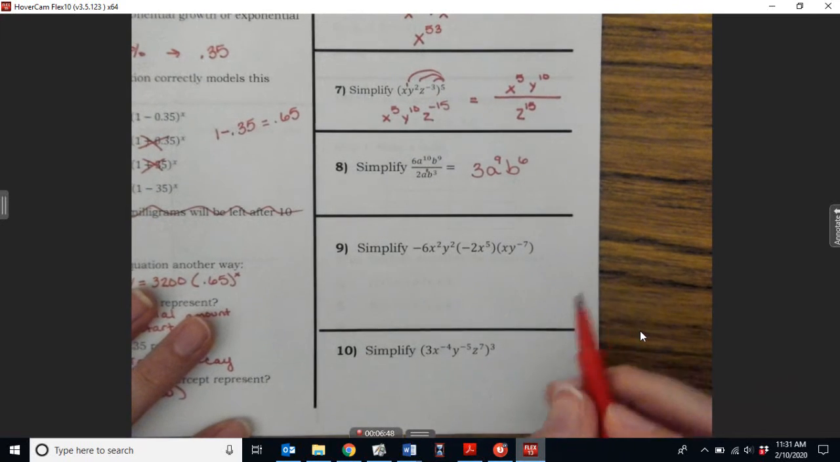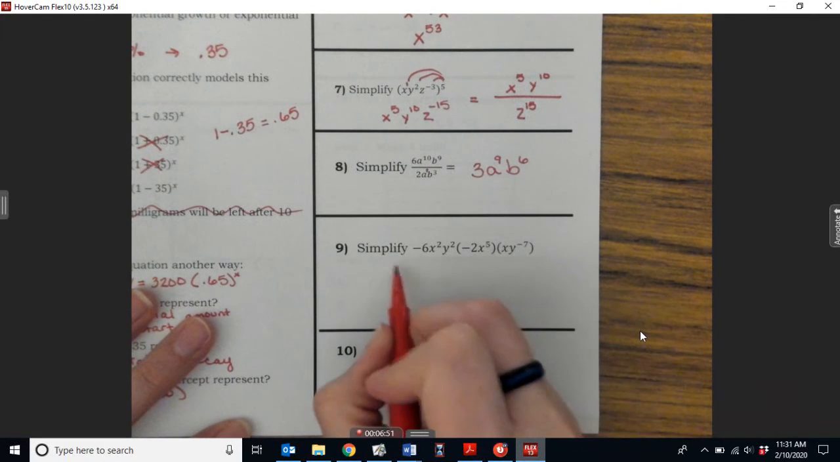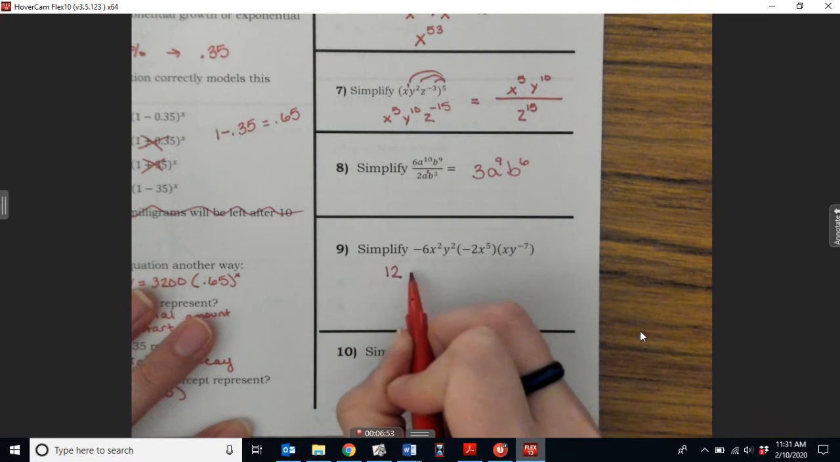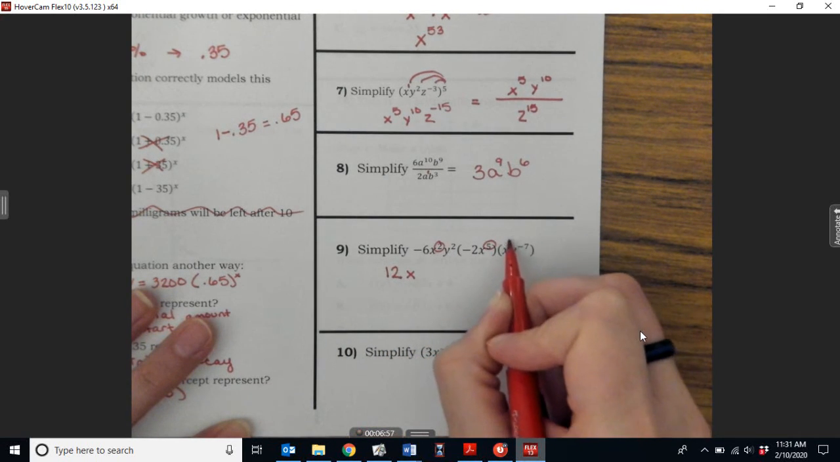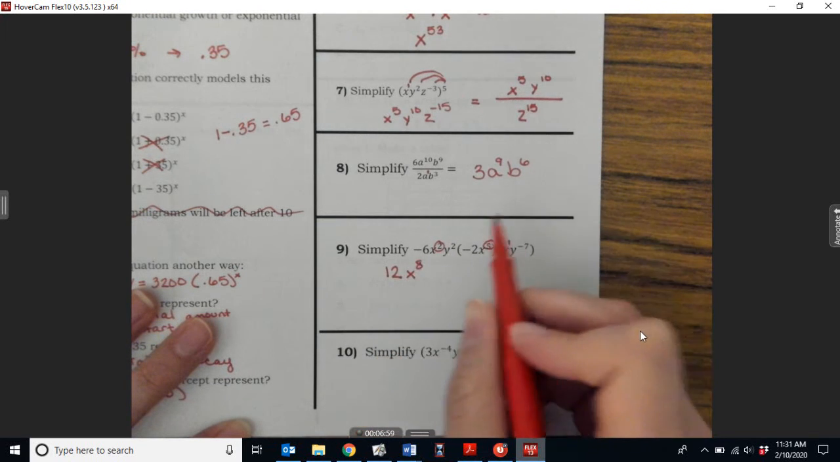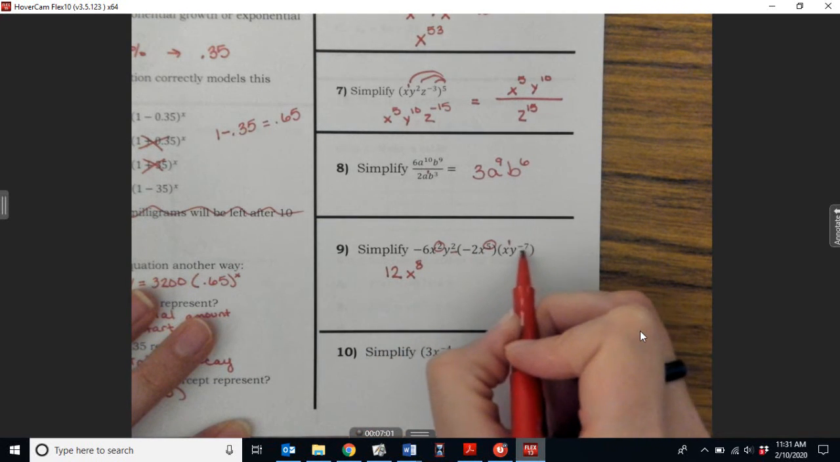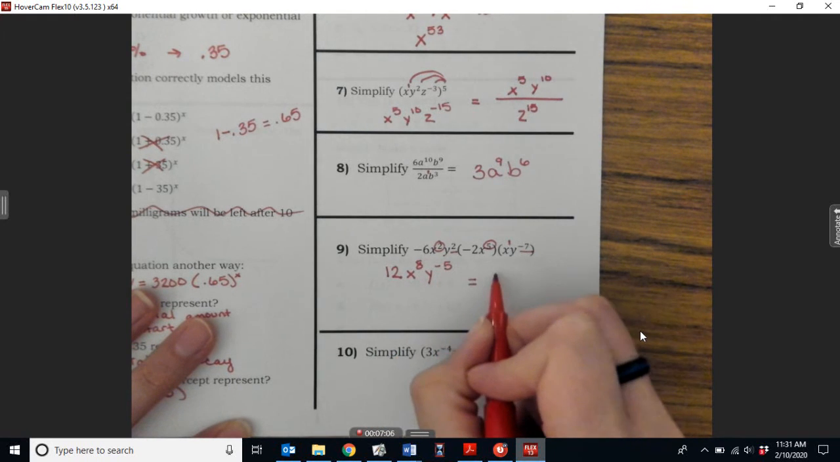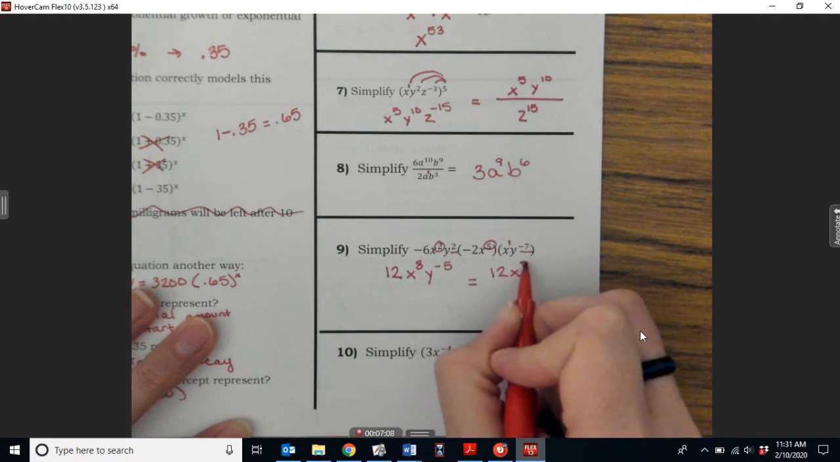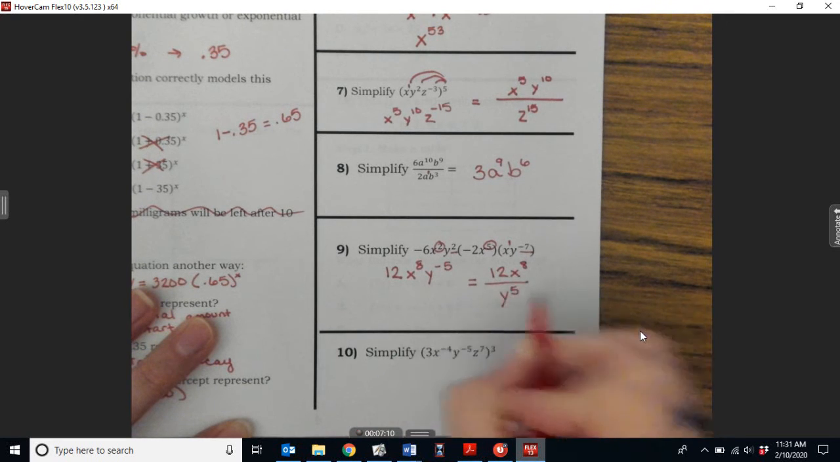Number 9, we're multiplying the big numbers, so I get 12. I'm adding the little numbers. I have 2 plus 5 is 7, plus 1 is 8. And then I have 2 and negative 7. That gives me negative 5. And again, we rewrite it, 12x to the 8th over y to the 5th.